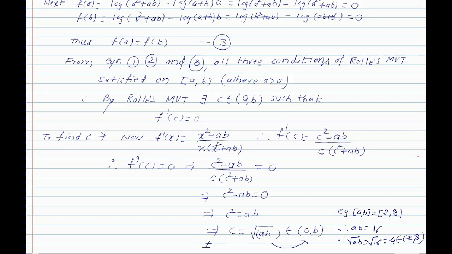So we have verified Rolle's mean value theorem. That is, we have shown that there exists a point c in the open interval a to b for which f dash c is 0.